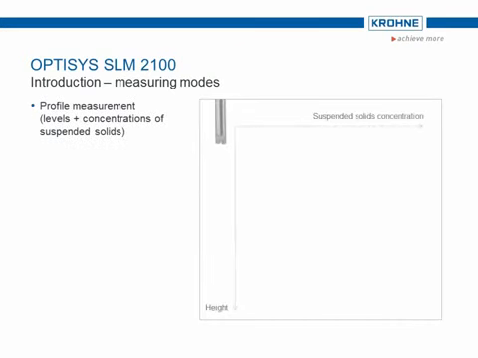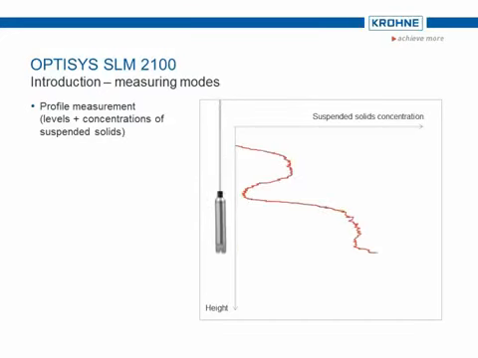3 different measuring modes can be selected. Let's look at profile measurement first. In this mode, the height and concentration of suspended solids in the medium are measured continuously. The values are entered into a graph and show a precise sedimentation profile.